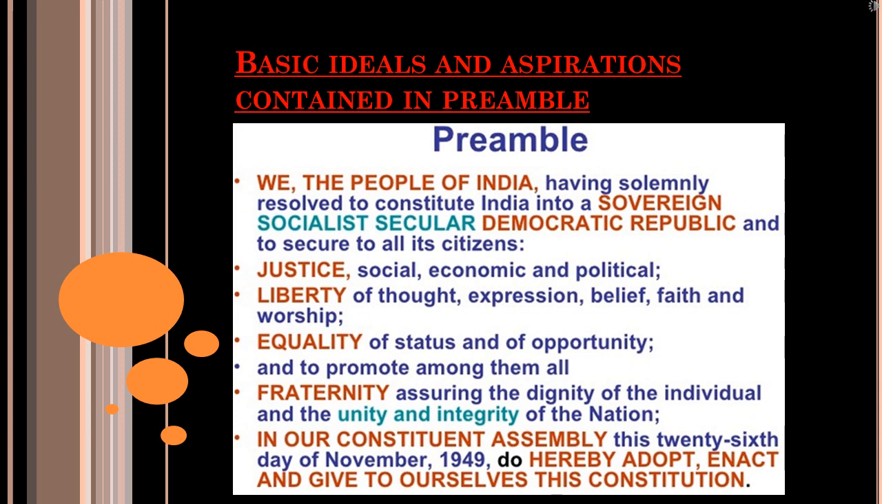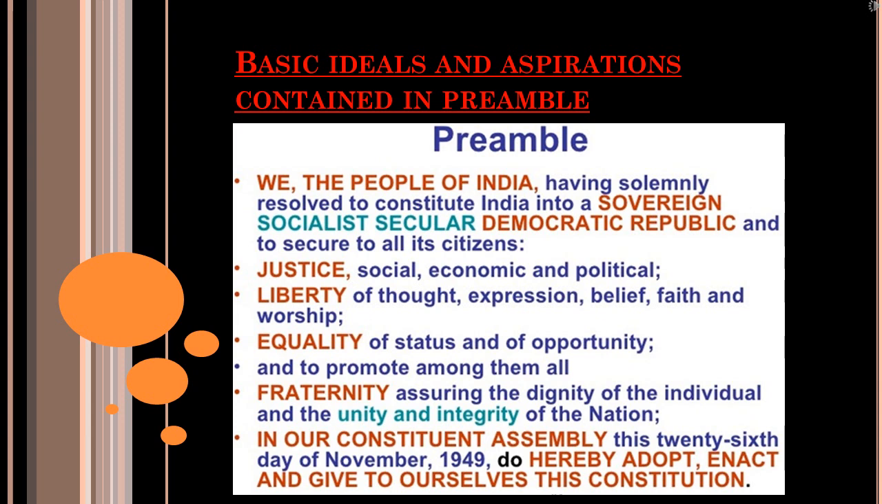Now we'll discuss the aspirations. First is justice: social, economic and political justice. We must promote social, economic and political justice in our country. Second is liberty. We must have freedom of thought, expression, belief, faith and worship. Third is equality of status and of opportunity. We all shall have equal opportunities in all walks of life, right?